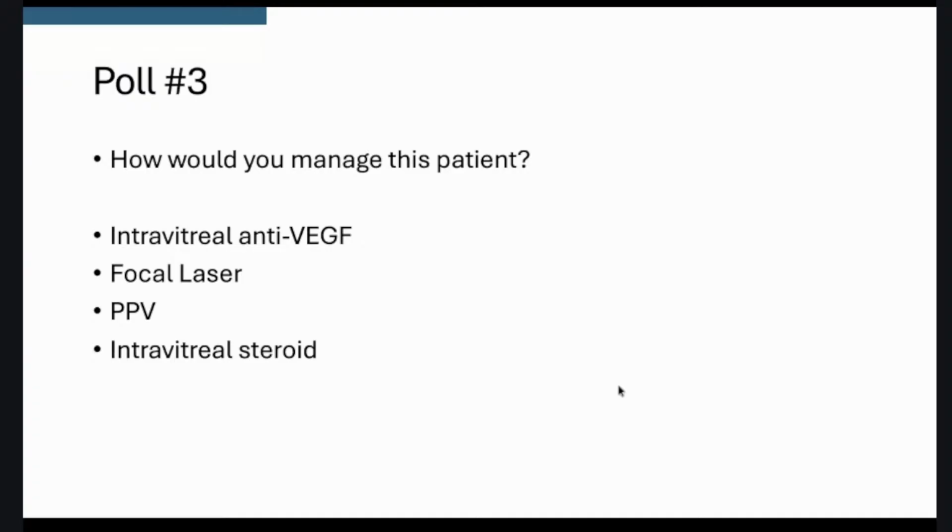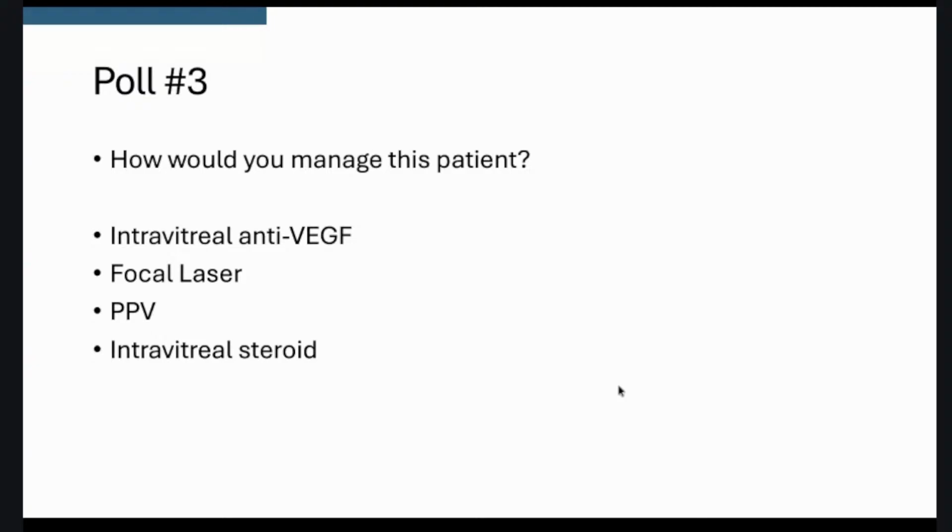So I'll tell you what we did. We did focal laser. And I know there are some of you who are probably thinking, well, actually, there should have been a fifth option, and that fifth option should have been observation, because that is a real possibility. If you've got a patient with good vision and non-center involved macular edema, you can monitor them. But you've got to make sure that that patient is going to come back.